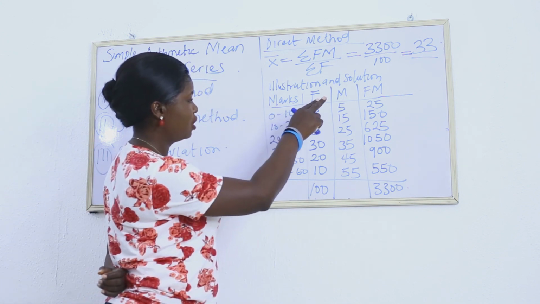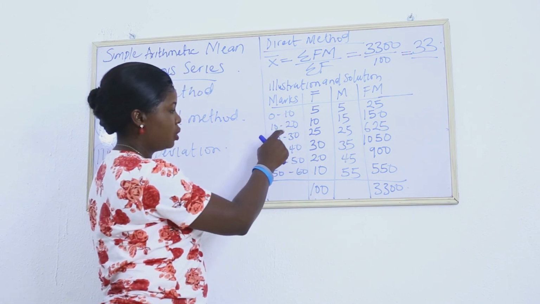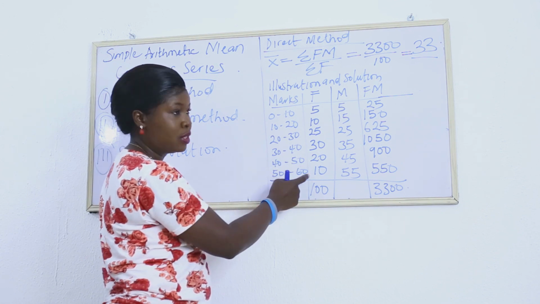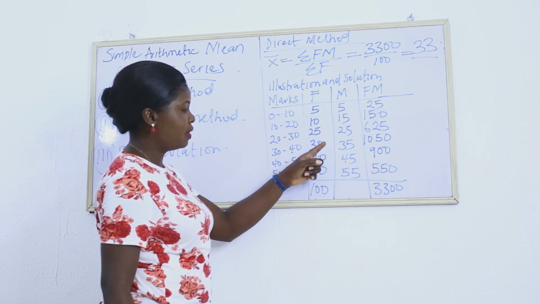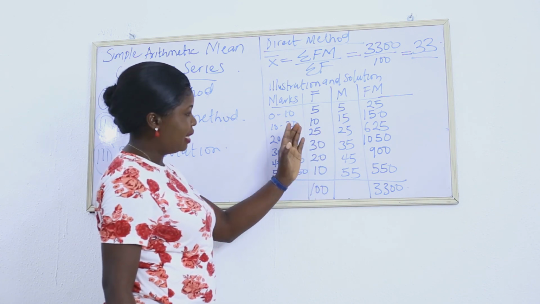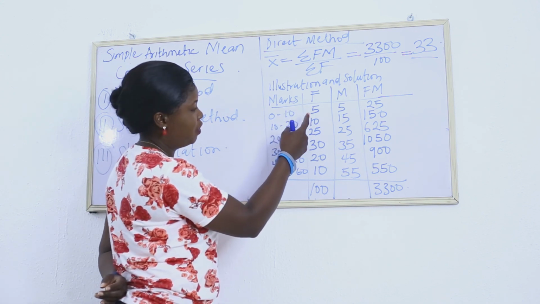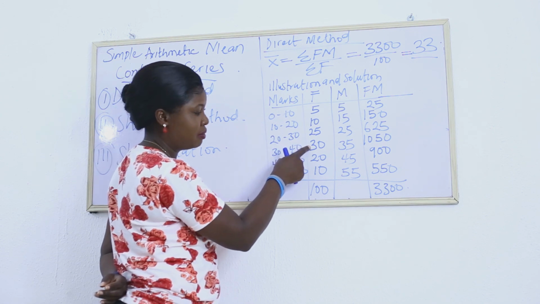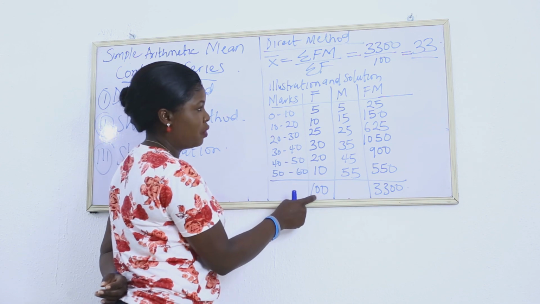The illustration says the marks of students is 0 to 10, 10 to 20, 20 to 30, 30 to 40, 40 to 50, then 50 to 60. Then the frequency says 5, 10, 25, 30, 20, and 10. The total frequency: 5 plus 10 is 15. 15 plus 25, we have 40. 40 plus 30, we have 70. 70 plus 20, we have 90. 90 plus 10, we have 100.